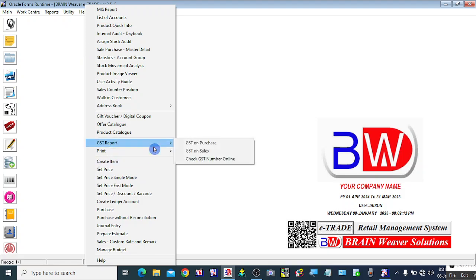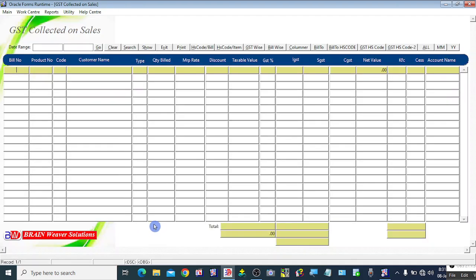Here we can see GST report, GST on purchase, GST on sales. Click on the GST on sales. Here you can enter the date range. During the period if you want to generate the GST report, for example, from 1st December 2024 to 31st December 2024.